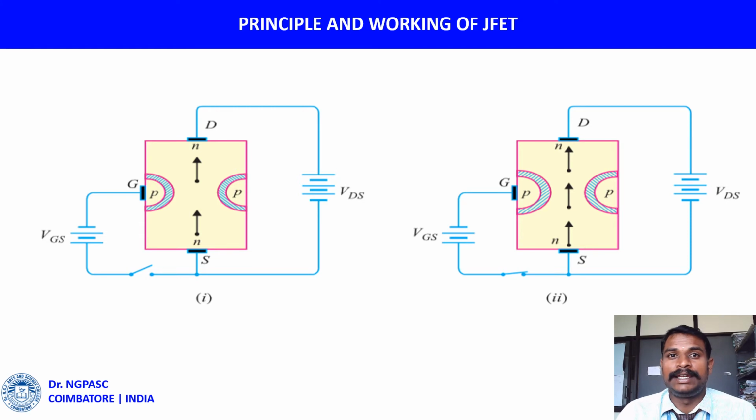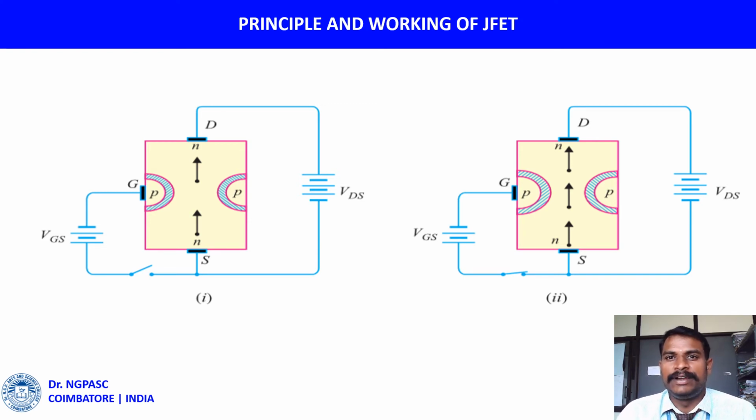So the greater the reverse voltage, the wider the depletion layers and the narrower the conducting channel. The narrower channel means greater resistance, and hence the source to drain current decreases. The reverse will happen if the reverse voltage is decreased.